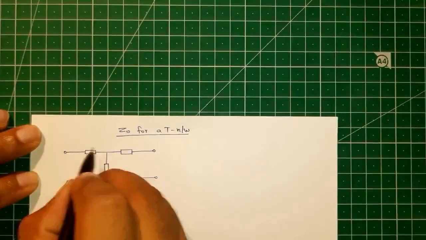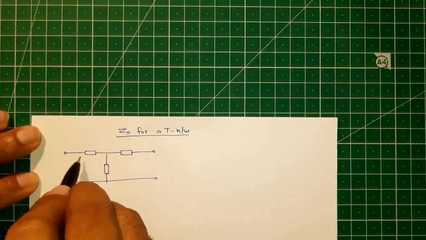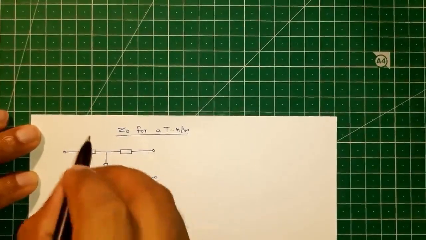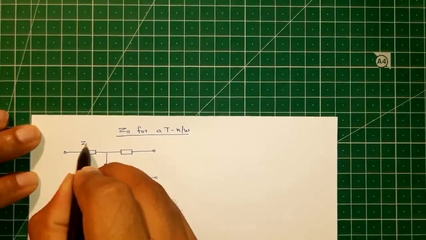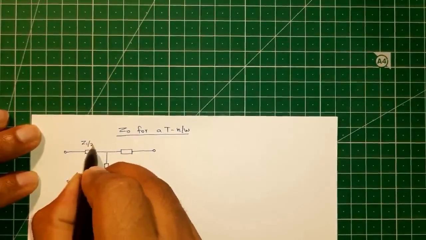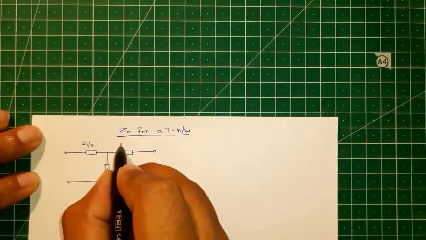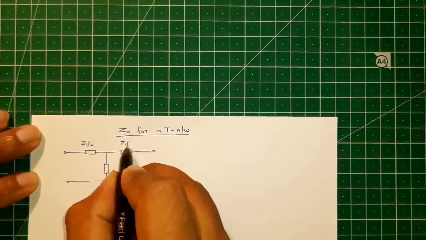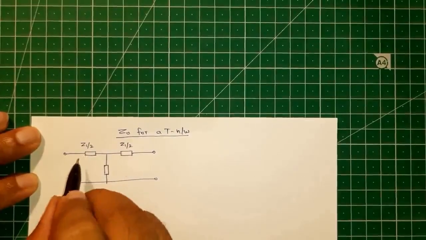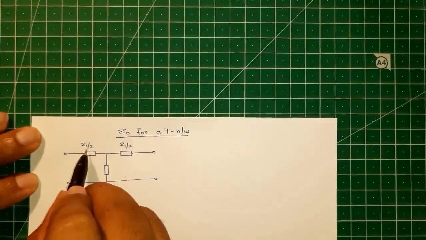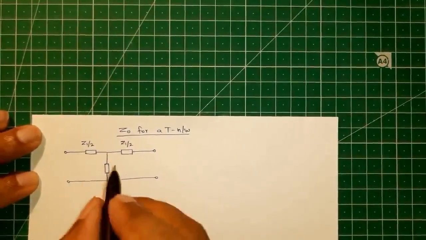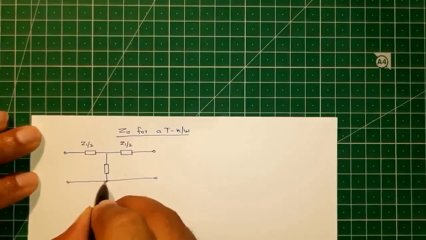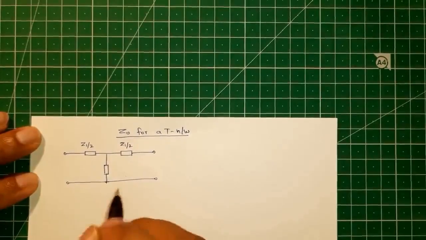We'll take the series arm impedances such that the total series arm impedance will be equal to Z1. So the impedance of each of the elements will be equal to Z1 by 2, so that the total series arm impedance will be equal to Z1 by 2 plus Z1 by 2, which is equal to Z1.